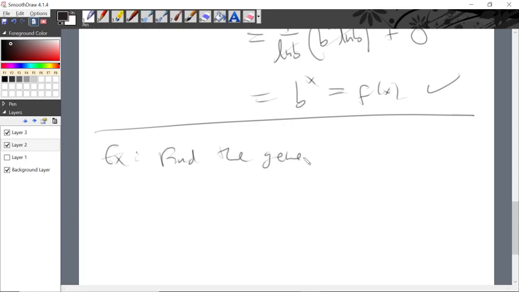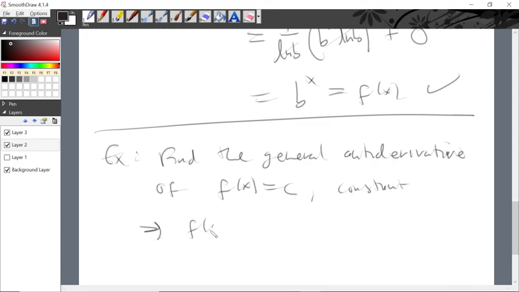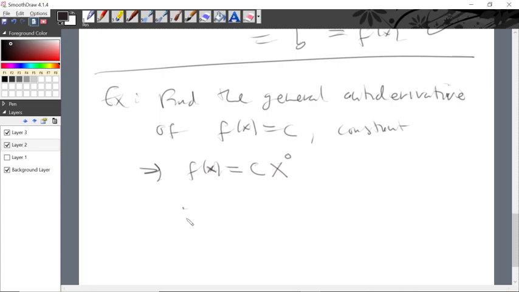Okay, find the general antiderivative of the function f of x is equal to c, where c is a constant. Well, consider that we can write any constant in a power function form by choosing the constant times x to the power of 0. So now it's rewritten as a power function. And we can then find the antiderivative of this through the reverse of the general power rule.